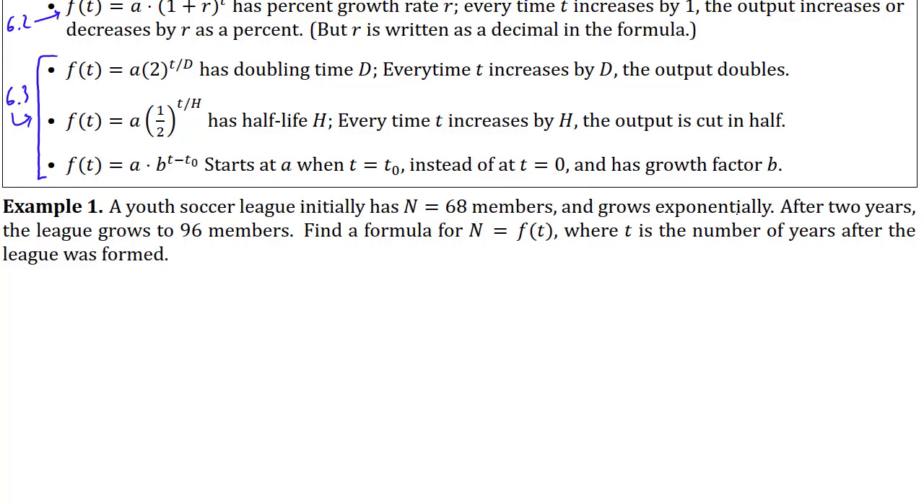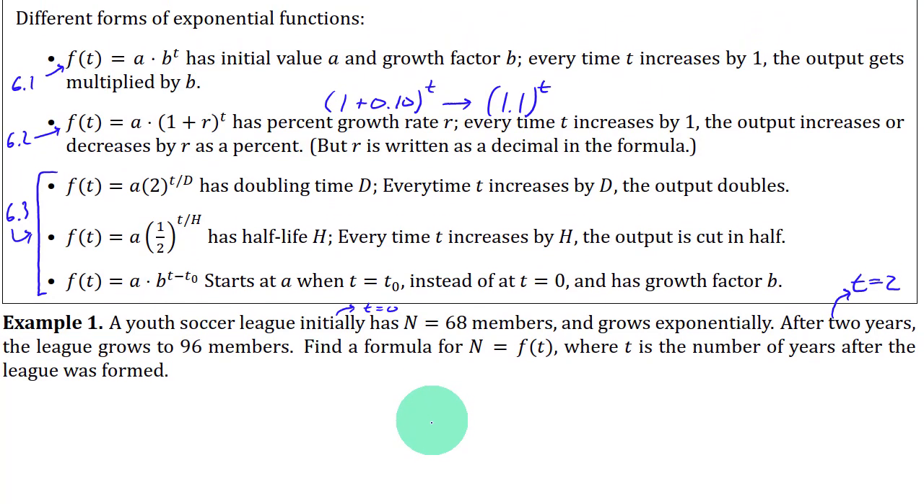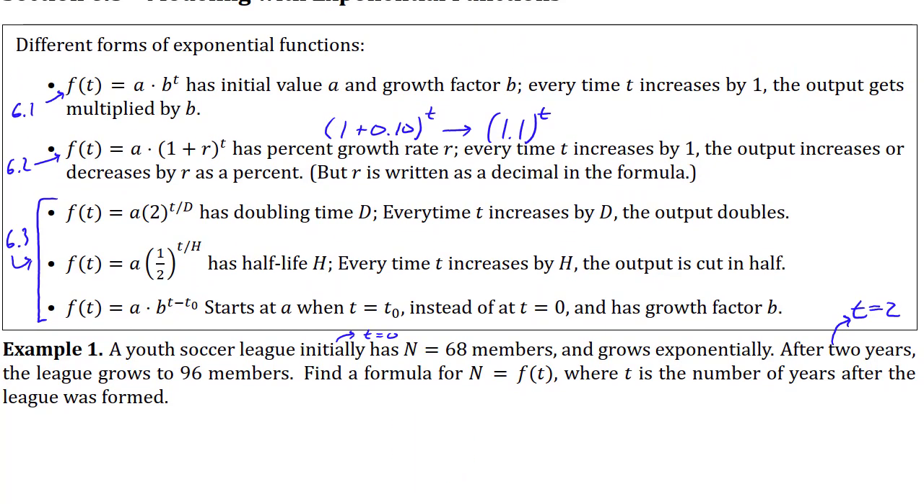And we also know after 2 years. So initially, that is usually going to mean t equals 0. And then after 2 years, that means we're talking about t equals 2. So an important thing about this is that the initial value is always going to be a.